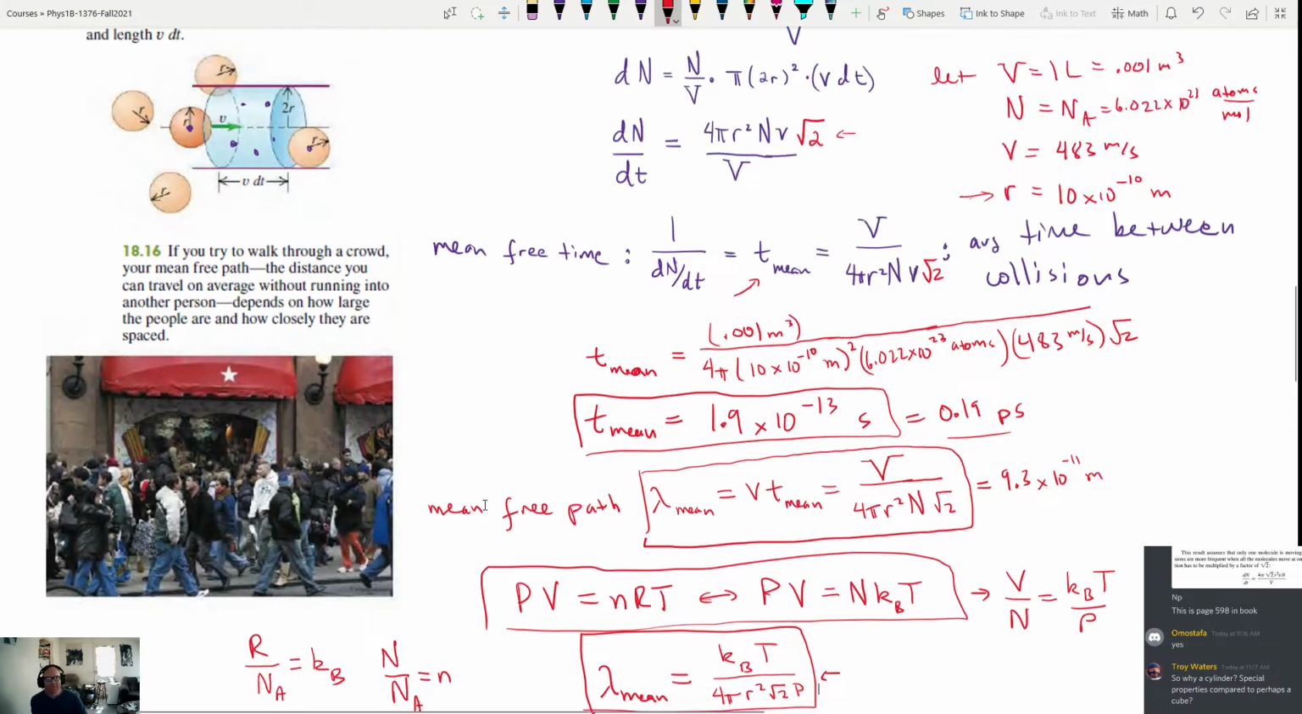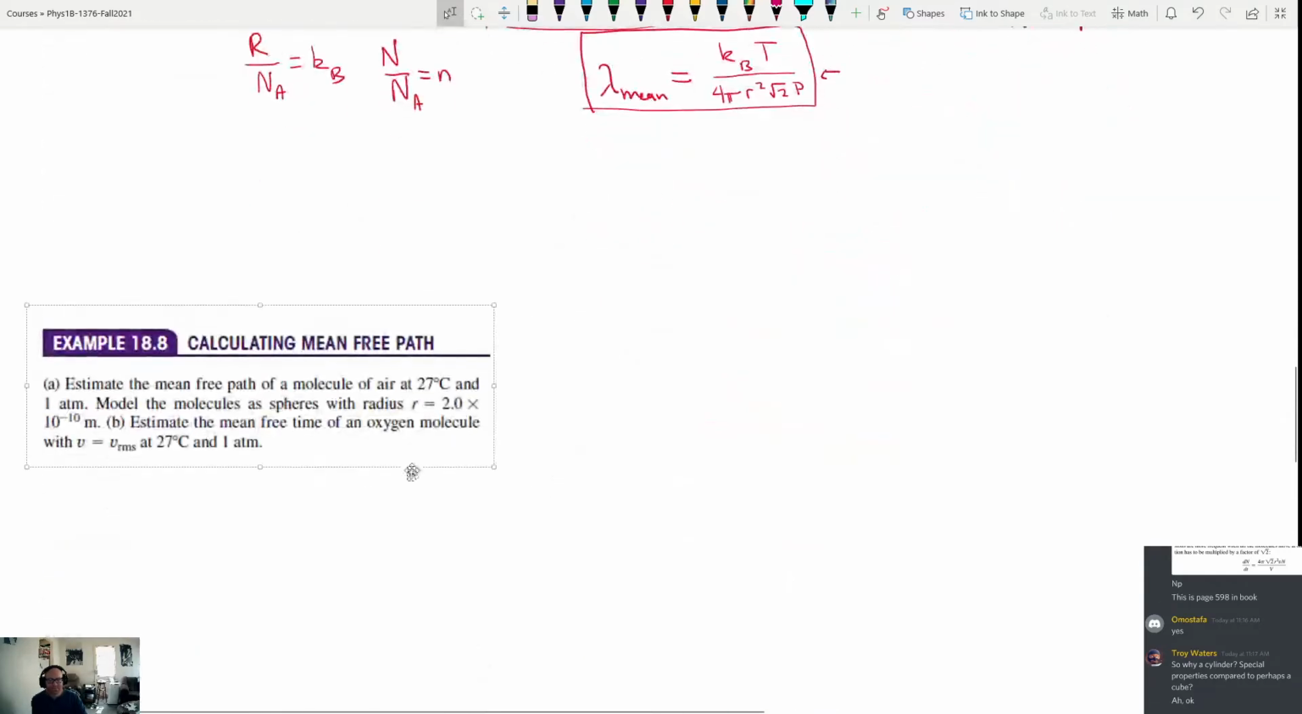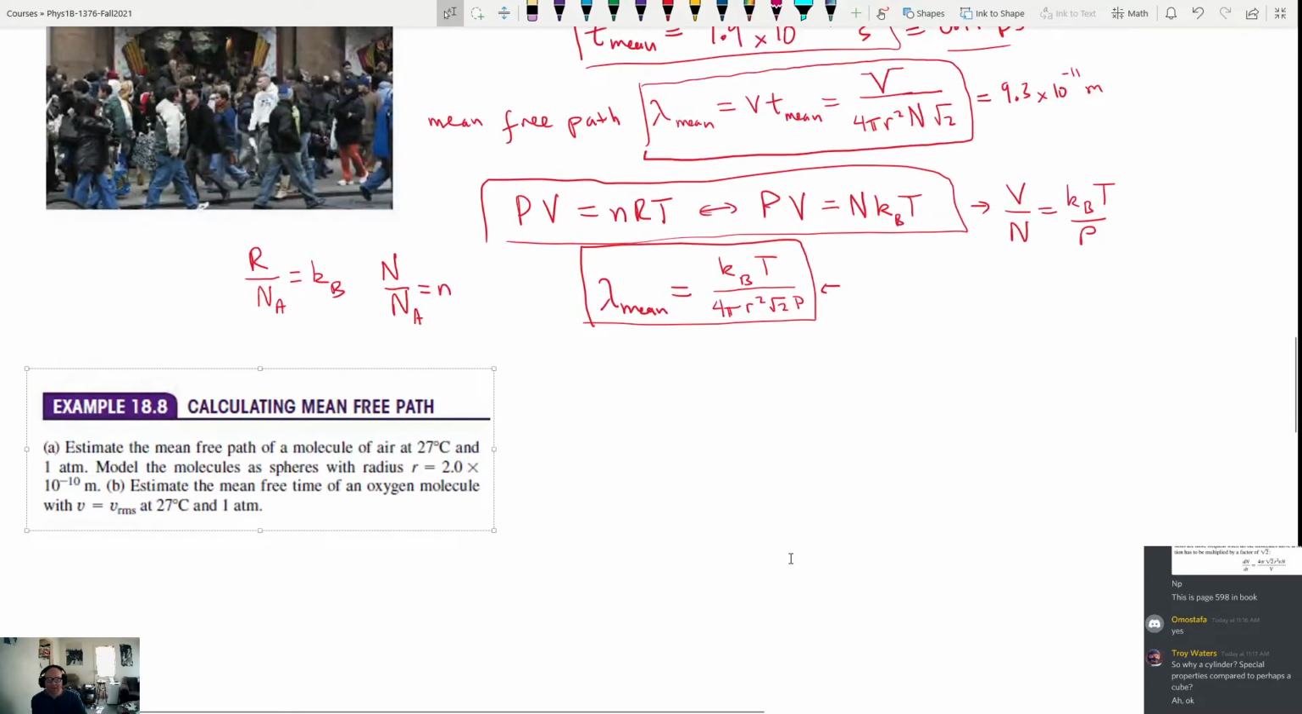I think we're using a cylinder because the molecules are spherical, Troy. So the kind of space they occupy, so to speak, is cylindrical. Good question, though. Okay, let's do a problem.